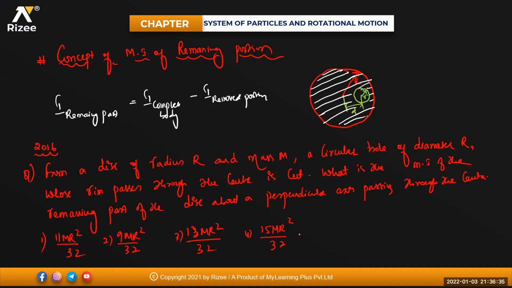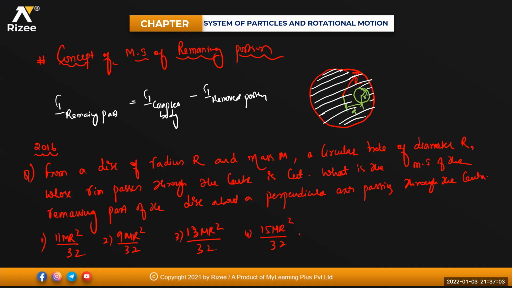Try to understand the question first. From a disk of radius capital R and mass capital M, a circular hole of diameter capital R, that means radius will become R by 2, whose rim passes through the center, is being cut. What is the moment of inertia of the remaining part of the disk about the perpendicular axis passing through the center? We should know first the moment of inertia of the disk passing through the center and perpendicular to the plane. Can anyone tell me what will be the answer?